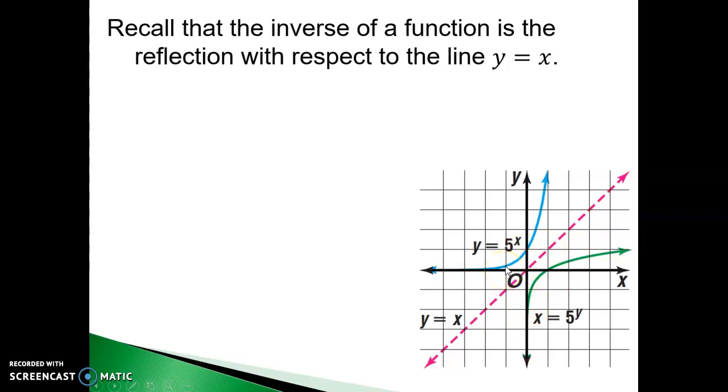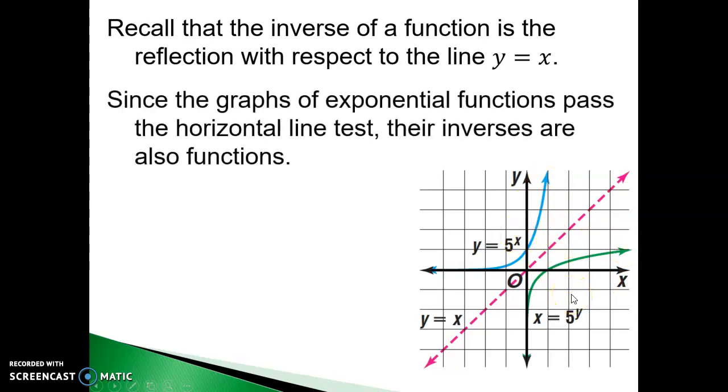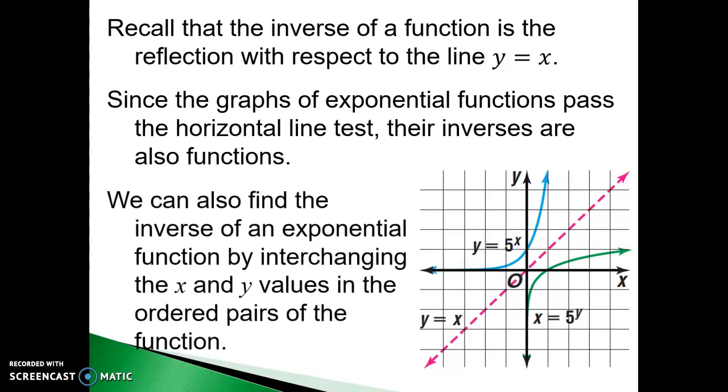Notice this was at negative 1 comma 1/5, and now we're at 1/5 comma negative 1. This was at 0, 1, and now we're at 1, 0. This was at 1, 5, and now we're going to be at 5 comma 1. So these are inverses of each other. Since the graph of exponential functions passes the horizontal line test, meaning if I took my pencil and did a horizontal line test across the blue graph, we would only touch one point at a time, that means the inverse, the green graph, would pass the vertical line test. And so the inverse is also a function.